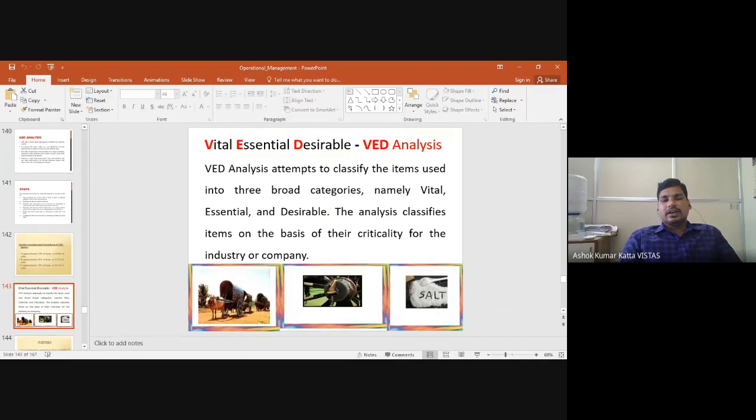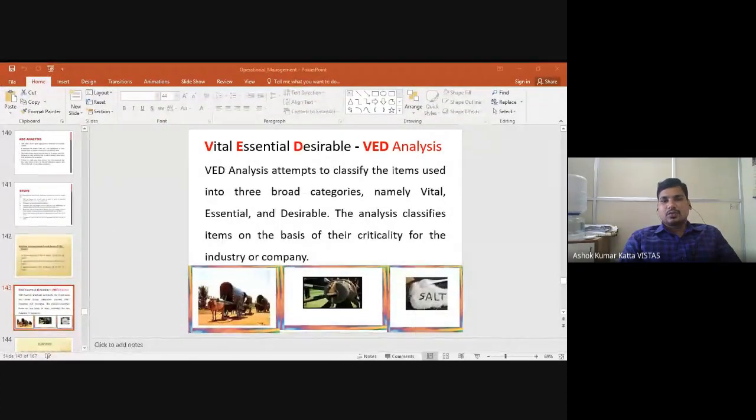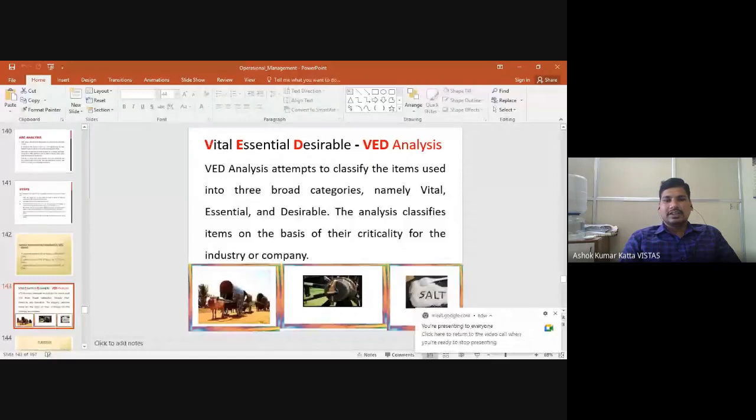Next, we are talking about the next important concept, which is going to deal with the VED analysis. So what is this VED analysis? Why is it an important topic for us to discuss? I hope in this PPT you can find, on the right side, salt. Salt is available in the market for half kg at 10 rupees, which is in price worth very low.